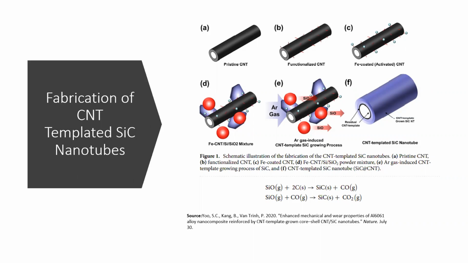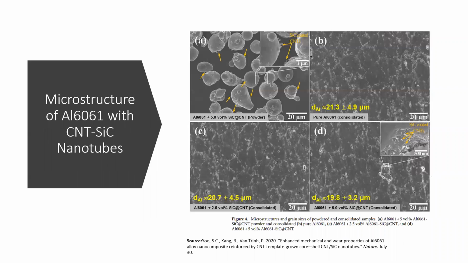This layer enhances the interfacial bond strength between the aluminum 661 matrix and silicon carbide carbon nanotubes. It also prevents the reaction between aluminum and silicon carbide, hence the formation of aluminum carbide, which is a brittle material. As seen in the figure, silicon carbide carbon nanotubes are at the grains and grain boundaries.